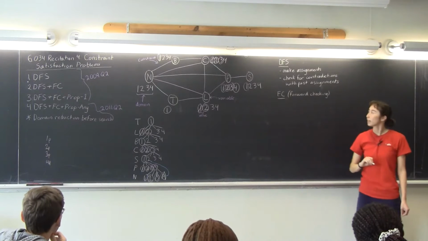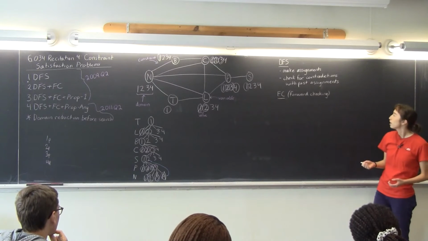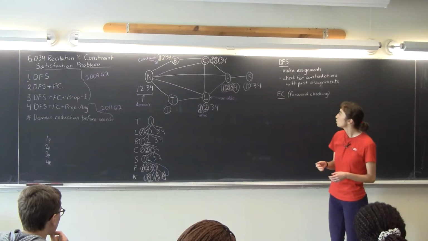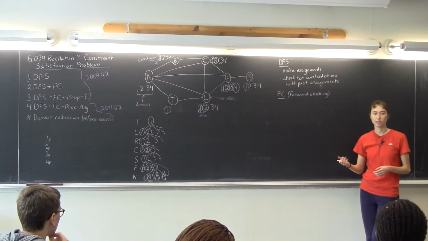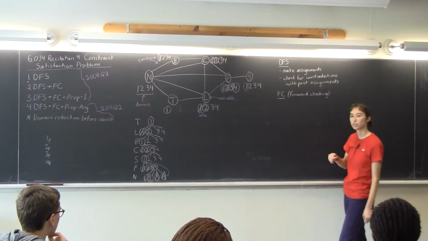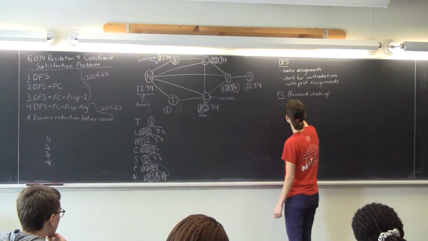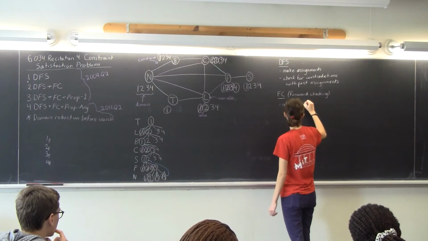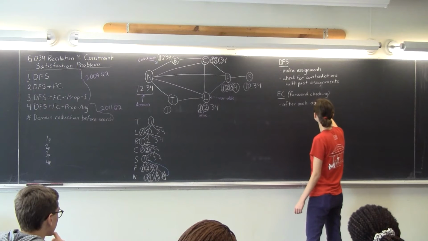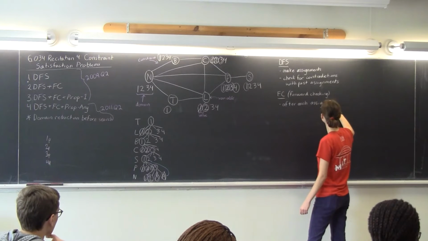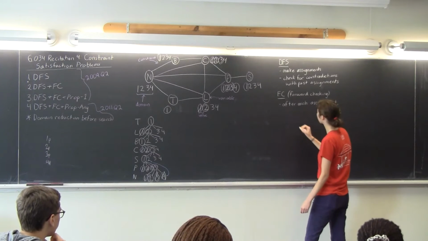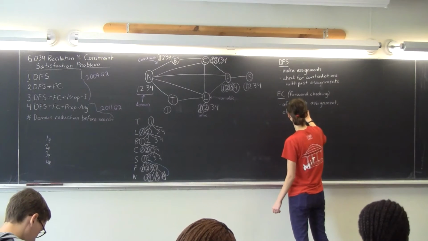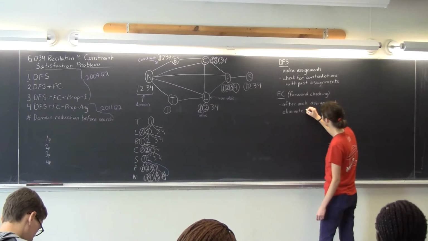Basic idea of forward-checking is every time after we make an assignment, in addition to checking for contradictions, which is the depth-first search step, we're going to cross off values from the neighbors' domains if they conflict with the assignment we just made. So after each assignment, we'll eliminate incompatible values from the neighbors' domains.